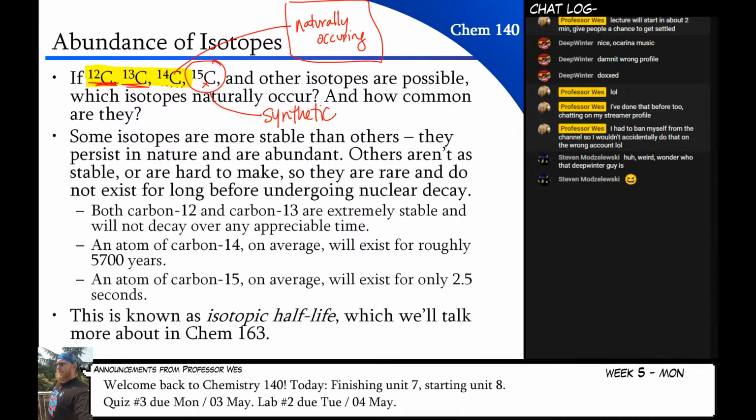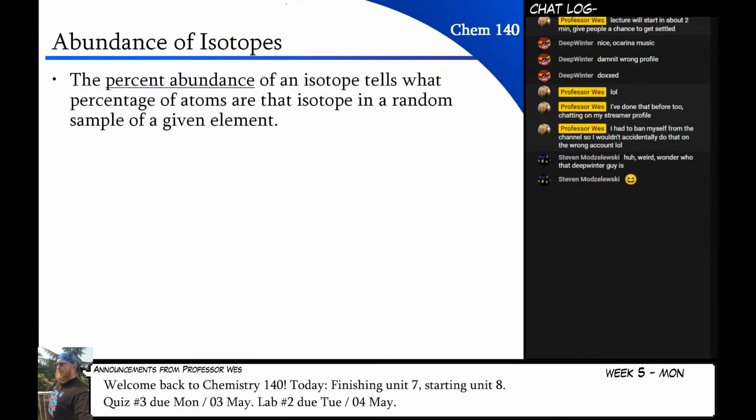These are the ones you're going to find when you go outside and scoop up carbon, or get a bunch of oxygen from the atmosphere, or nitrogen, or whatever that you're examining, or mine up uranium, and so on. When you do the analysis on the mass spec, and again, we'll talk about mass spec in Chem 161 in more detail, you're going to get what's known as a percent abundance. The percent abundance just basically tells you, okay, this percent is this isotope, this percent is this other isotope, etc.